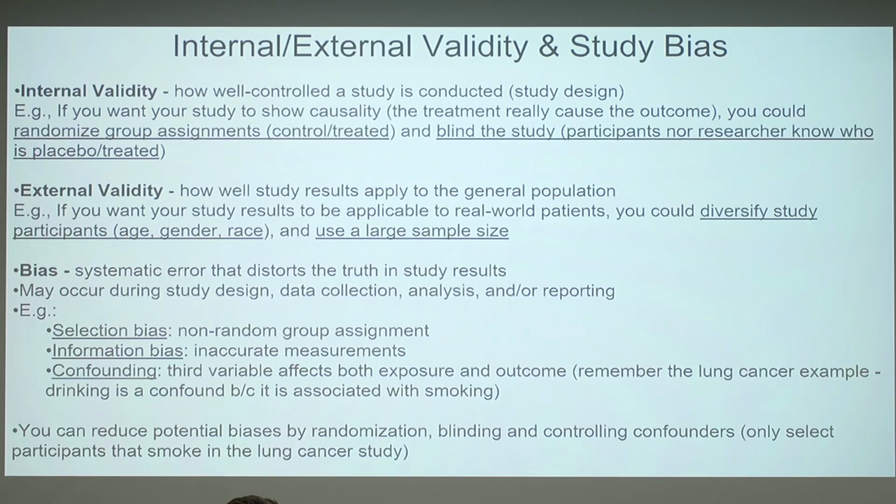So a bias is something that is going to distort the actual findings of your study, and it can occur at any time from participant selection all the way through data analysis, depending on what type of bias it may be. You have selection bias, which is what I mentioned, when your groups are not randomized, and then different types of information bias. One example of information bias is recall bias.